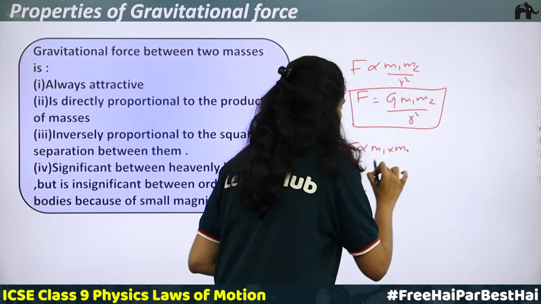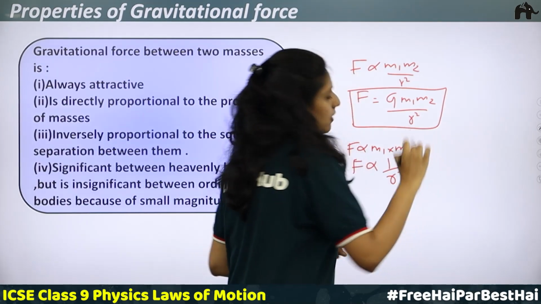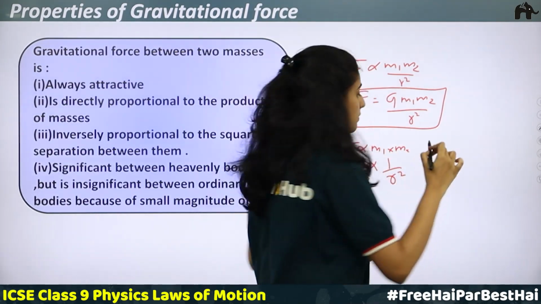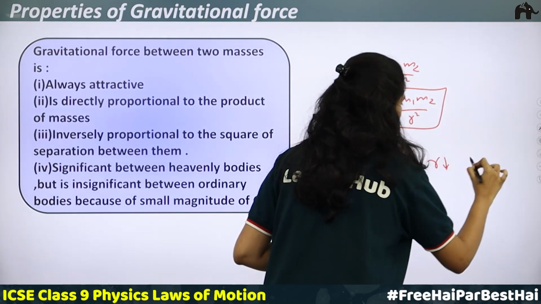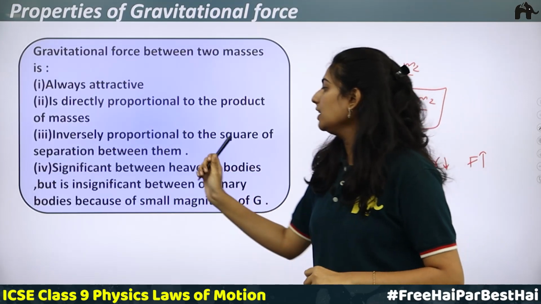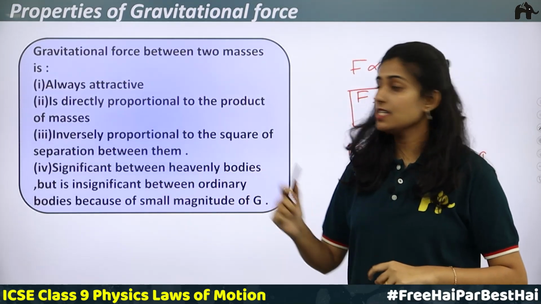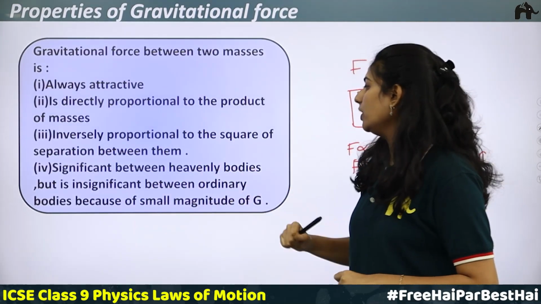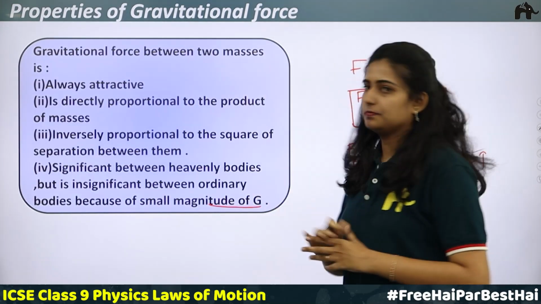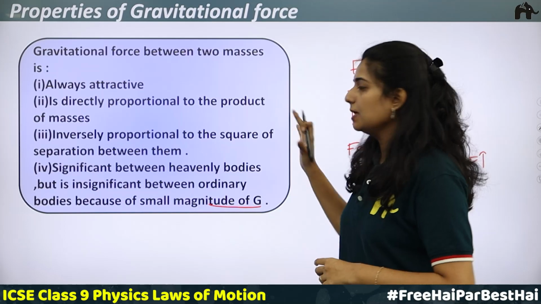Third point, inversely proportional to the square of separation between them. F is inversely proportional to r square, or F proportional to 1 by r square, which means when the distance of separation decreases, the gravitational force increases. Now the fourth point, significant between heavenly bodies but insignificant between ordinary bodies because of small magnitude of G. Clear? So these are the important points.